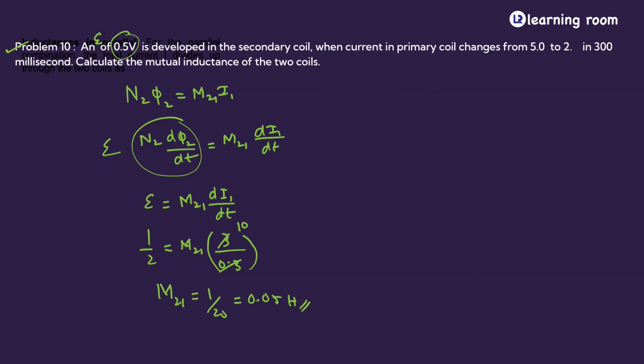This change, 0.5 to 2. Change it, because you are only concerned about magnitude. You can take the difference in this case. Difference is 5 to 2. It's not 0.5 to 2, it is 5 to 2. 5.0 to 2. Difference is 3. Shall I proceed?